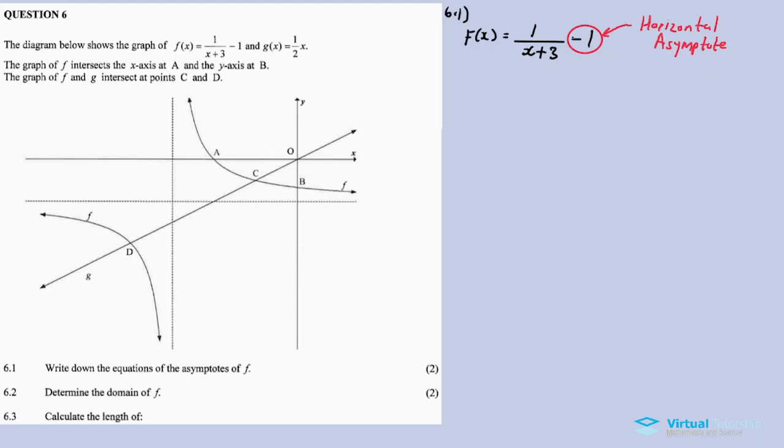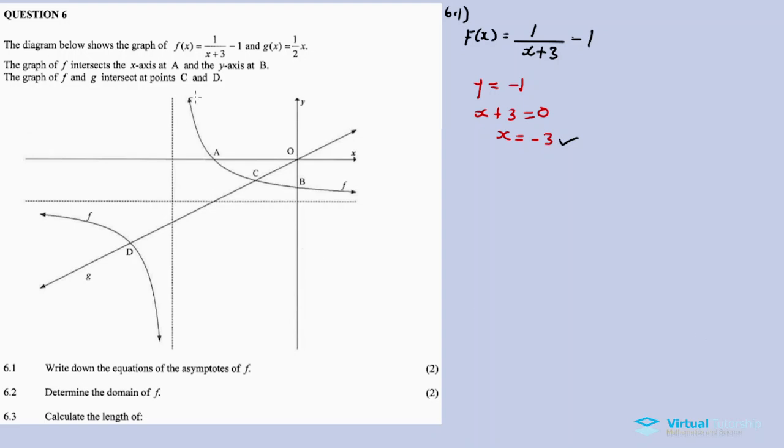And then this one, the x plus 3, the denominator of that fraction, gives the vertical asymptote. The horizontal asymptote is y equal to minus 1. For the x plus 3, we equate it to 0 and then solve for x. x is equal to minus 3 is the vertical asymptote.